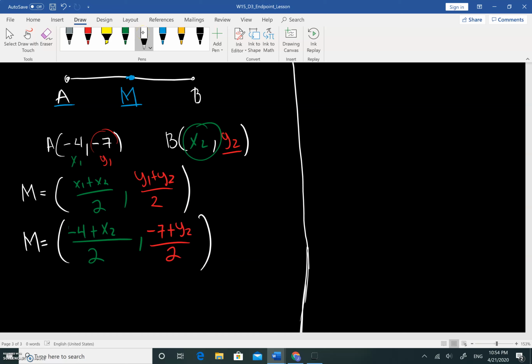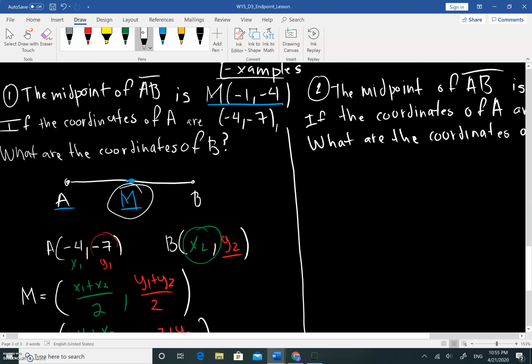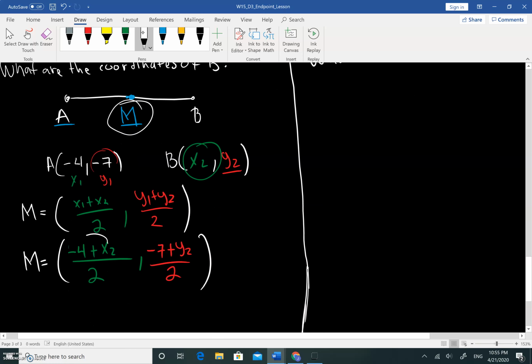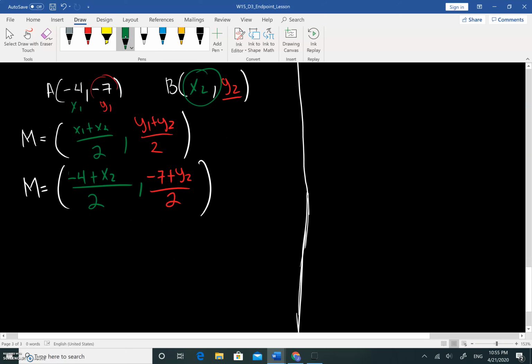But now, how can I go ahead and solve for x2 and y2? Well, we are given M, so we're going to use M. Remember, for M, the x coordinate should be -1. So this, once you simplify it, should be equal to -1. So I'm going to rewrite it. So it's going to be (-4 plus x2) divided by 2 should be equal to -1.